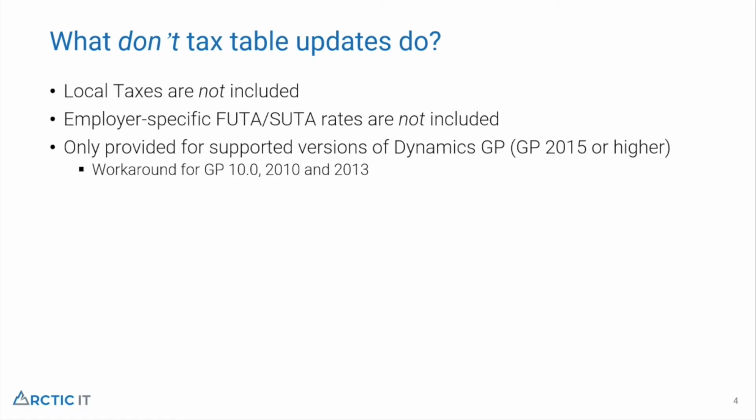And they are only provided for supported versions of Dynamics GP. In November of 2019, that means GP 2015 or higher. If you have an earlier version of GP that is no longer supported, one, we recommend that you upgrade, but two, if you really just need those tax table updates, we have a workaround that will allow you to get through it for GP 10, 2010, and 2013. But you'll usually need to work with your partner in order to do that.